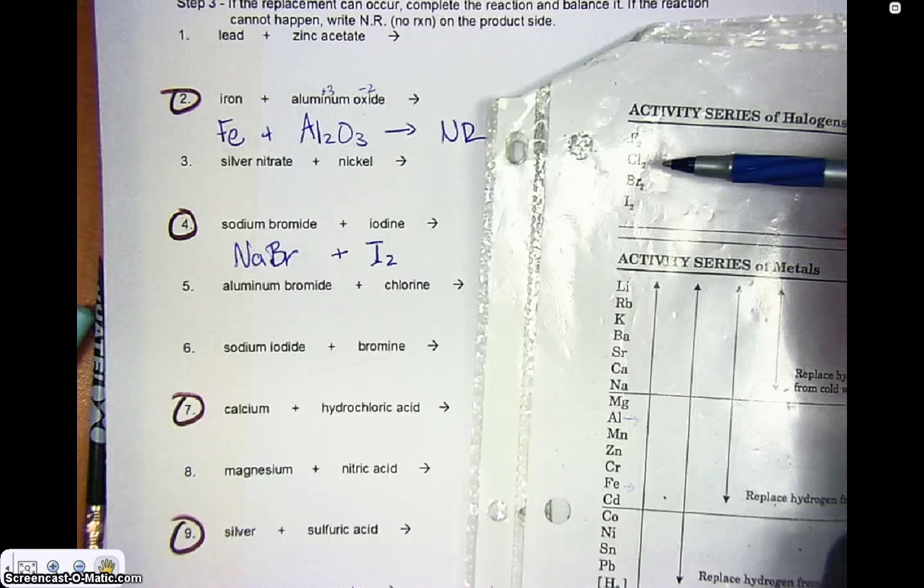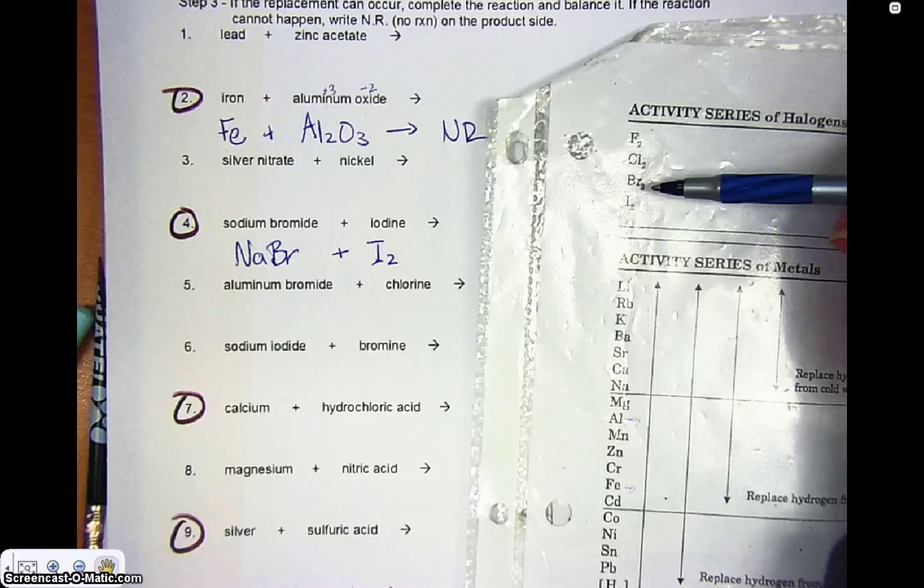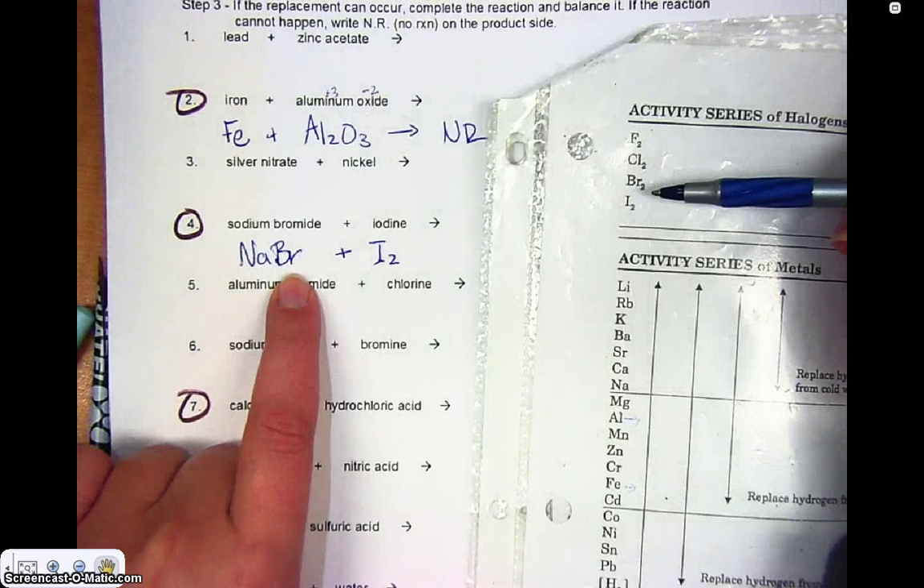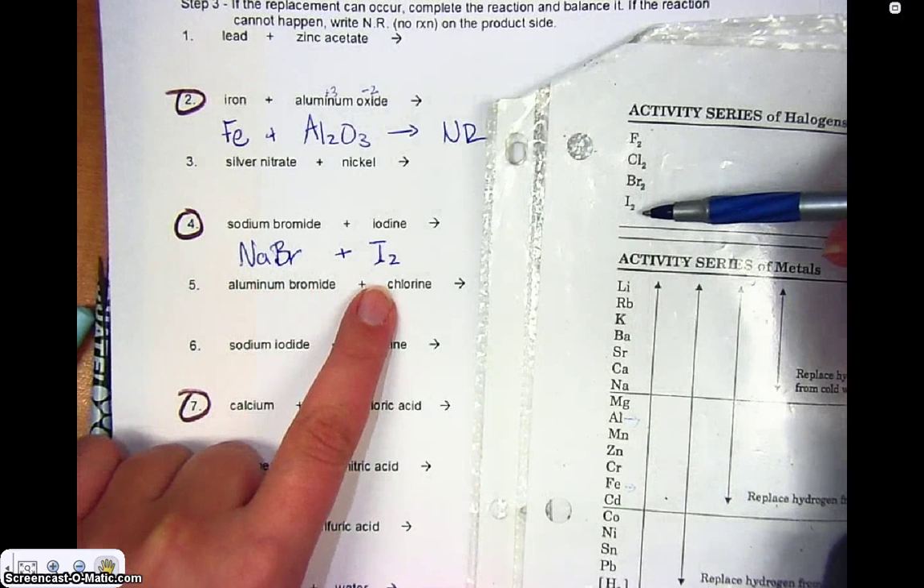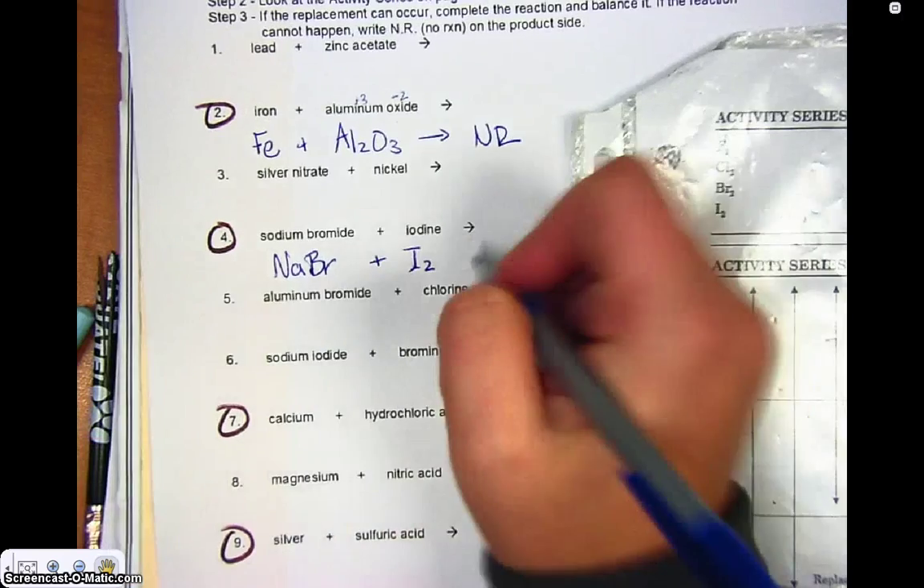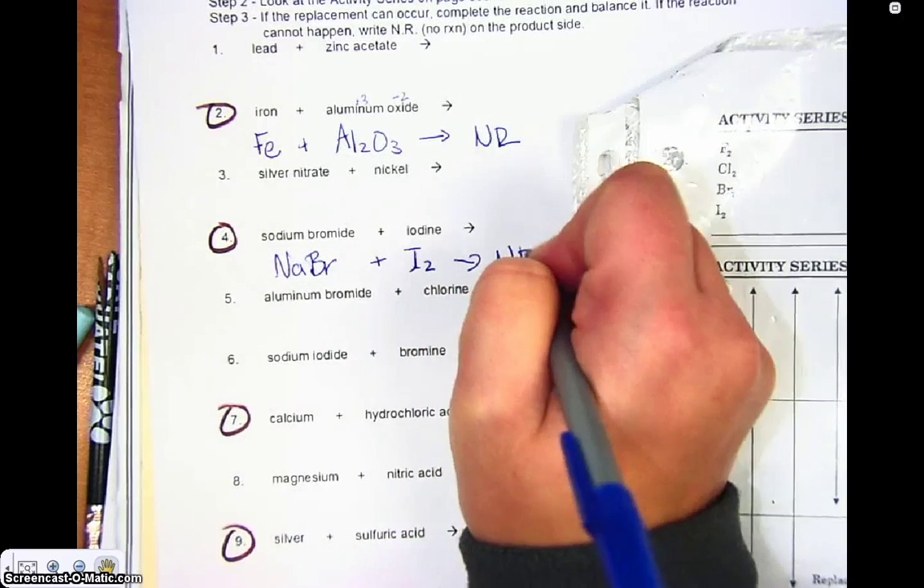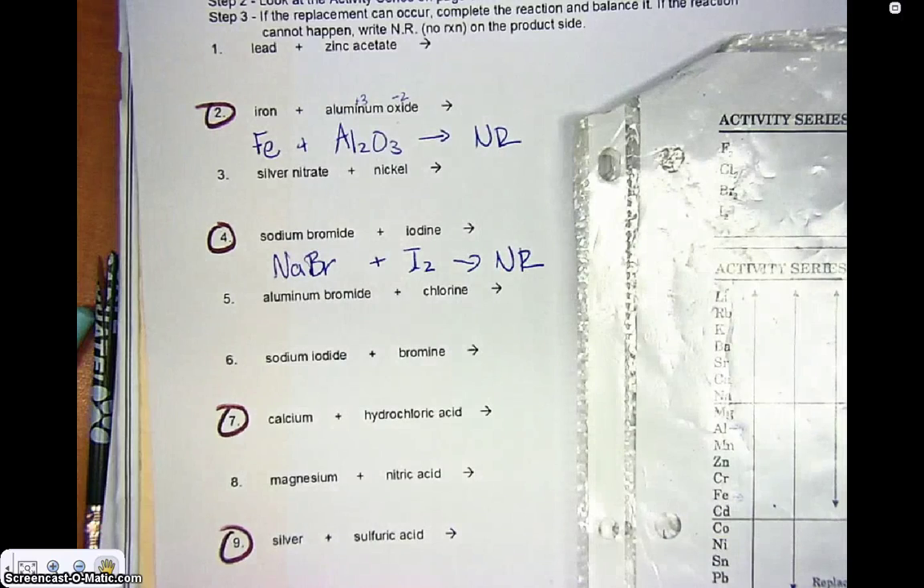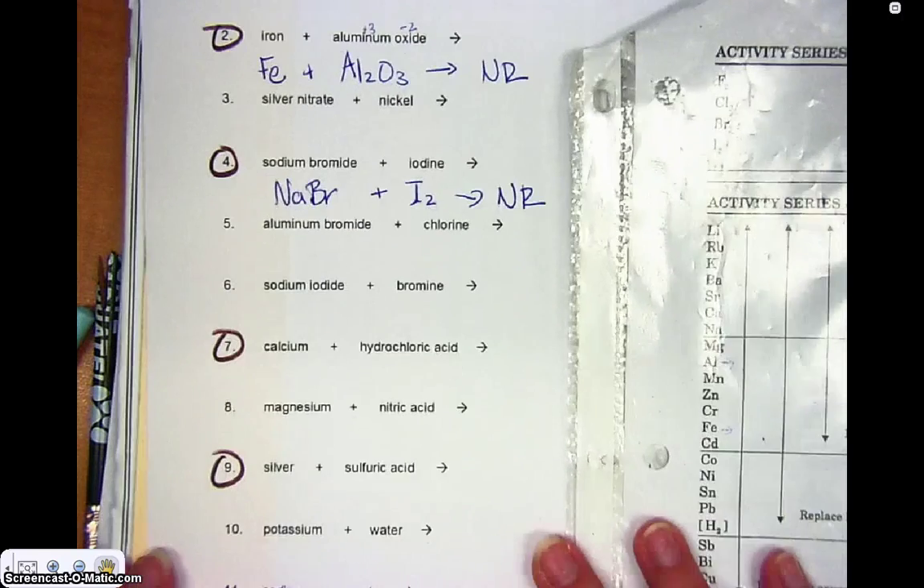So here I've got sodium bromide, so iodine wants to replace the bromide, but iodine is lower on the list than bromine is, so again, this is going to be an example where we have no reaction. All right, let's look at number 7.